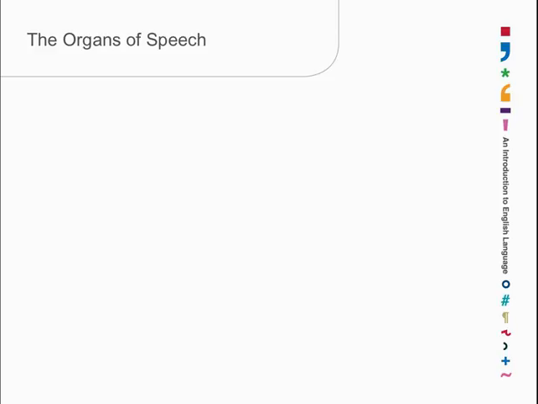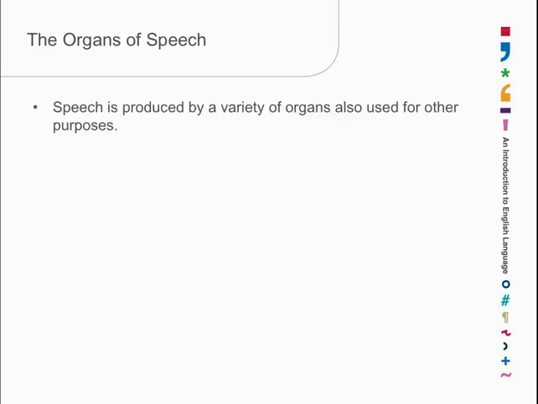Of course, to do that we have to look at organs. You all know that there are organs in there. There are kidneys and livers and there's a heart and stuff. Some of these are useful for speech. Your kidneys aren't particularly useful when you're talking, but it turns out that your lungs and your tongue are jolly useful. Speech is produced by a variety of these internal organs, and they are also used for other purposes.